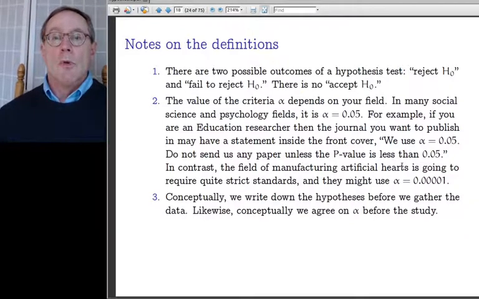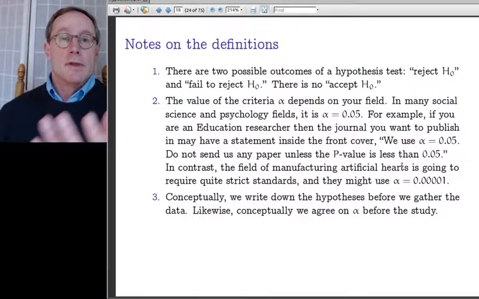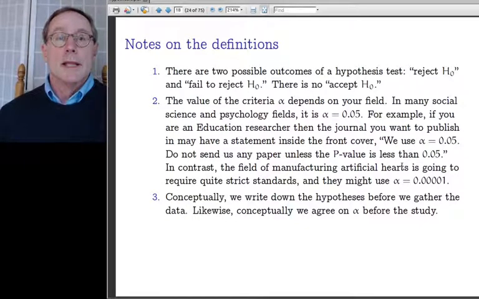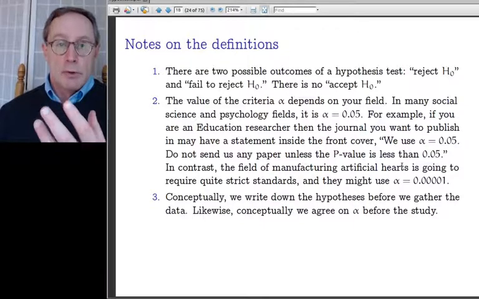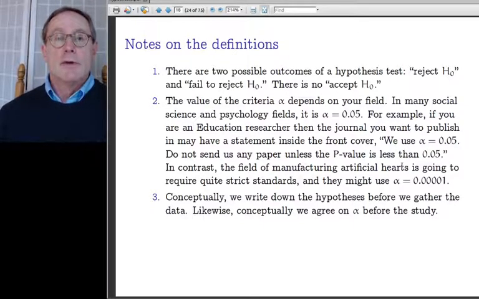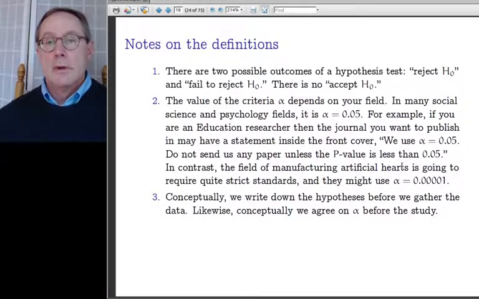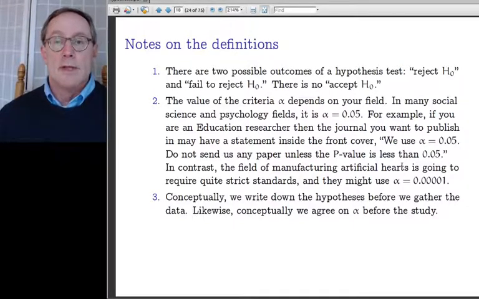I worked for a while on some space materials, and same sort of thing. It costs a lot of money to send this stuff into space. So if you want to make a claim that this material will last at least 12 years, you've got to make it with great confidence, and so you're required to have a very strict alpha. And then the last point is, conceptually we write down the hypotheses before we gather the data, and likewise conceptually we agree on alpha before the study. And we'll see that when we talk about things later.